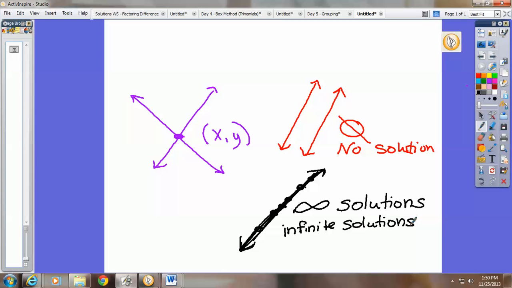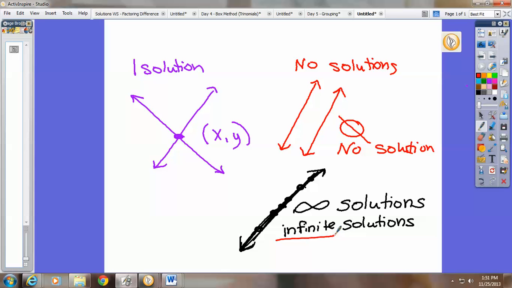But these are your three options. When you're graphing systems of equations, there are three possibilities that you could have. And these are the three options. Here, how many solutions do we have? One. We have one solution. Here in this example, how many do we have? No solutions. And then down here we have infinite solutions.